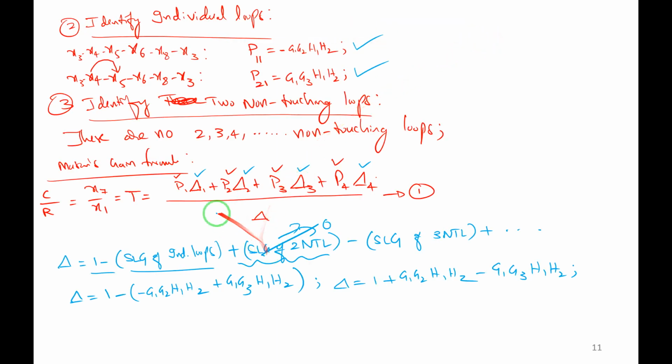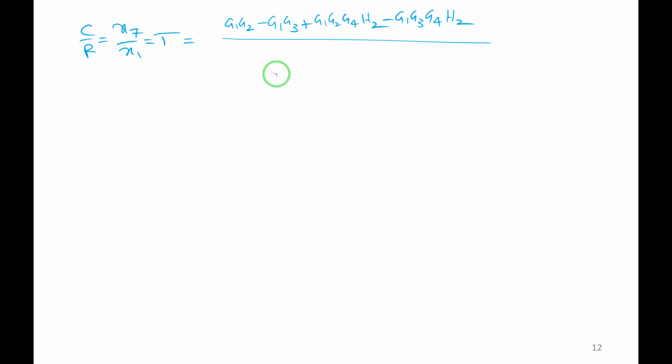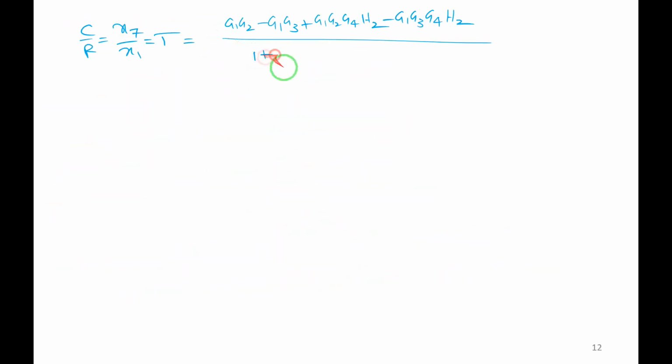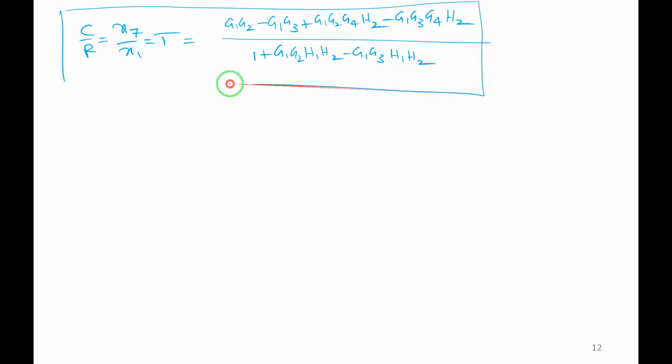So P1 into delta 1 is 1. Delta 2 is 1, right? If you substitute also, you will get the same thing. Divided by delta. What is delta? 1 plus G1, G2, H1, H2 minus G1, G3, H1, H2. So this is the transfer function or overall gain of the given system.